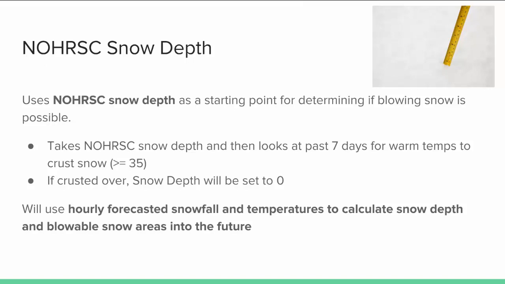The threshold for crusting over the snow is an hourly temperature of 35 degrees or warmer. If that temperature occurs, it will set the snow depth to 0, implying that the snow isn't blowable anymore. In addition to the check for the past 7 days, the same check will be applied into the future based on your hourly forecasted temperatures and snowfall.